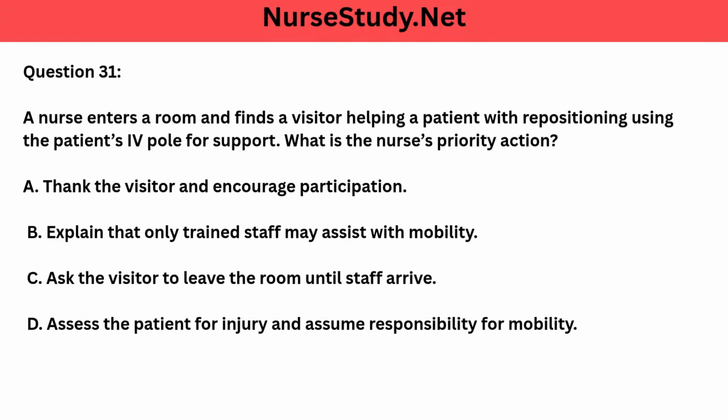Question 31. A nurse enters a room and finds a visitor helping a patient with repositioning using the patient's IV pole for support. What is the nurse's priority action? A. Thank the visitor and encourage participation. B. Explain that only trained staff may assist with mobility. C. Ask the visitor to leave the room until staff arrive. D. Assess the patient for injury and assume responsibility for mobility.